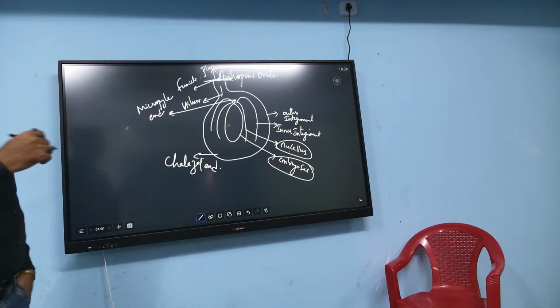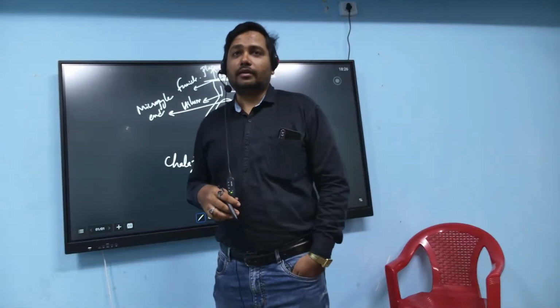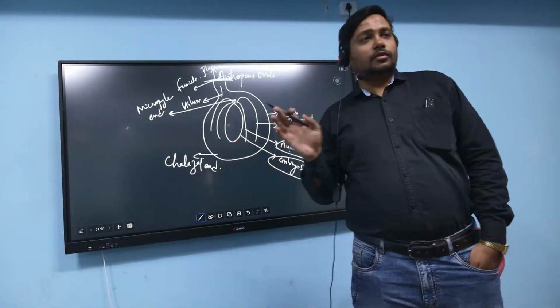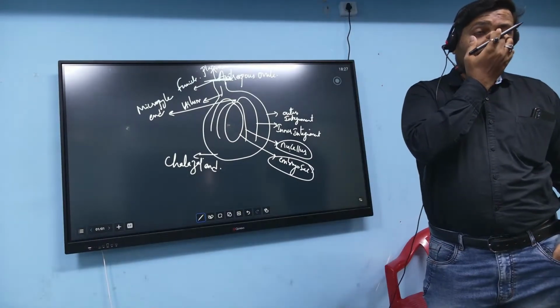What is the function of nucellus? What is it doing? Why is it required? Two layers were there. They are protecting the ovule. Then why is one more layer present? That is also protecting.